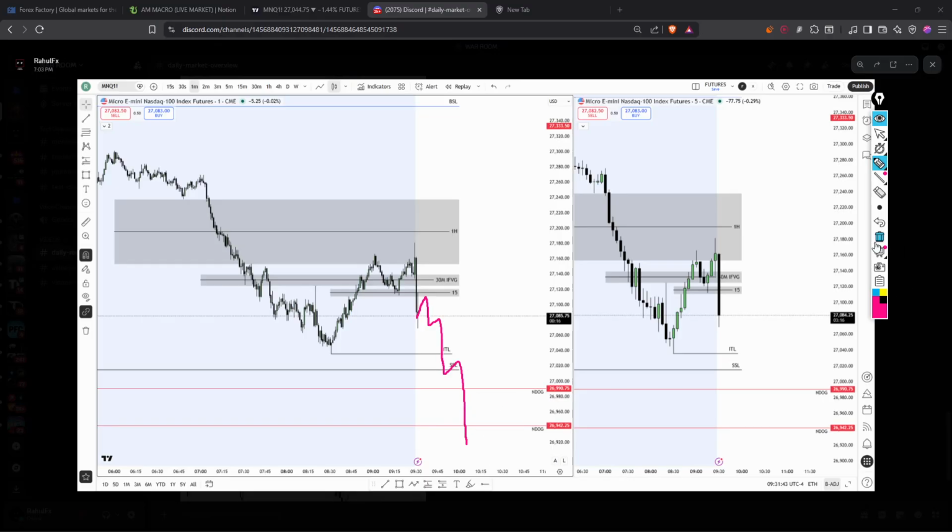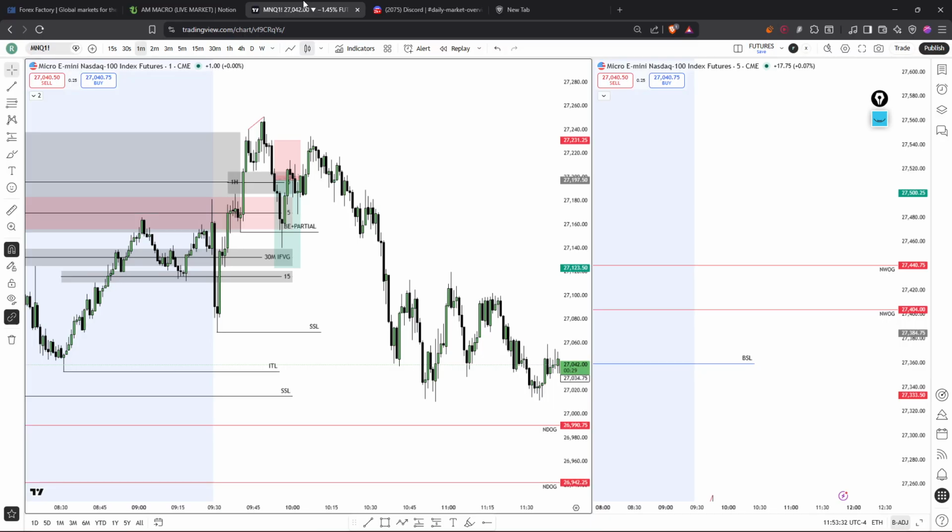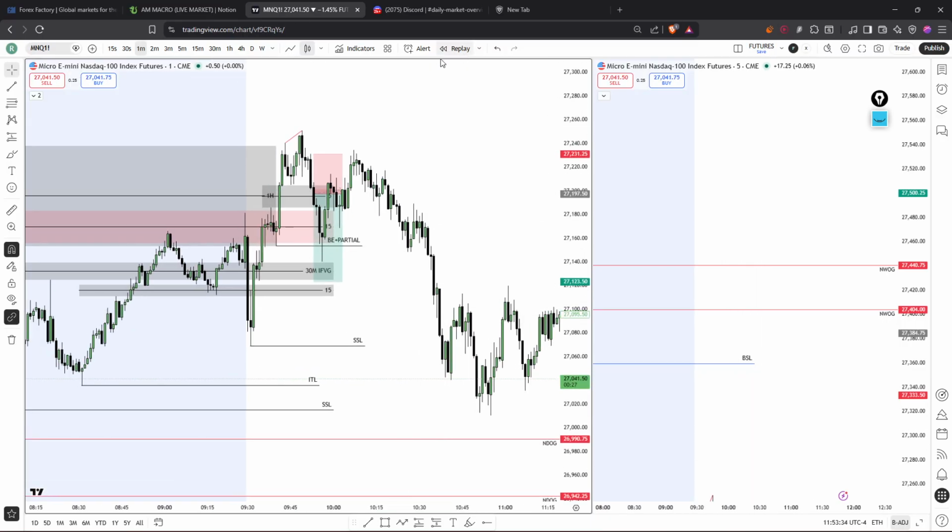This is the first scenario. The second scenario was if it breaks to the upside, then we could continue to the upside, or if we start rejecting this 1 hour gap, we could eventually take a continuation sell to the downside, and that is what eventually happened. So if you see here, let me just replay this part.